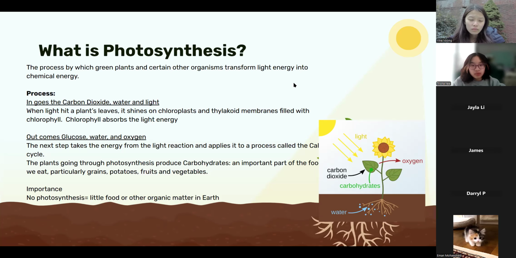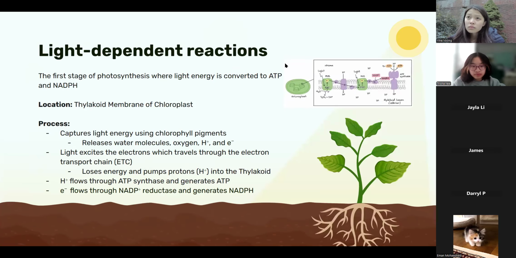Nice. And then we'll move on to the steps. All right, so the light-dependent reaction is the first stage of photosynthesis where light energy is converted to ATP and NADPH. It is located in the thylakoid membrane of the chloroplast. And during its process, it captures light energy using chlorophyll pigments, and it releases water molecules, oxygen, protons, and electrons.